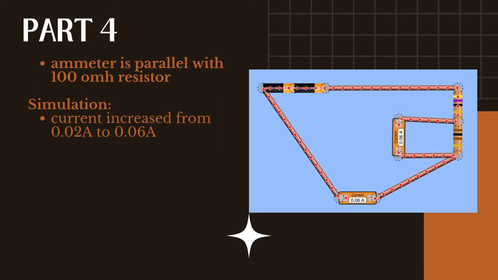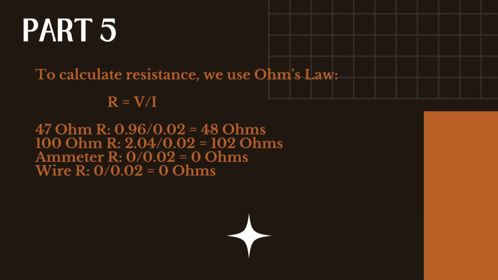In part 4 of the simulation, we're reconstructing the circuit by making the ammeter parallel with the 100 ohm resistor. Here, it is apparent that the current measured by the ammeter has increased from 0.02 amps to 0.06 amps. This could be due to the parallel construction of the circuit, yielding the current being split into two junctions. There is some current which interacts with the resistor, but the other current doesn't.